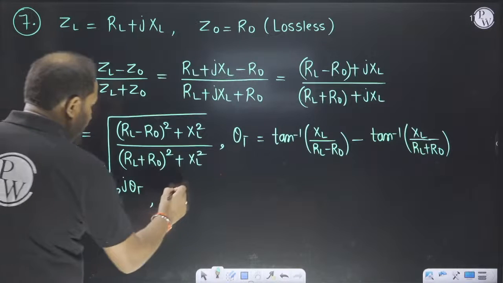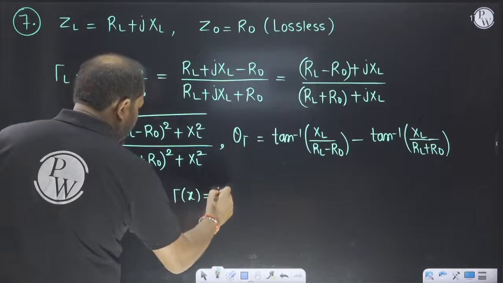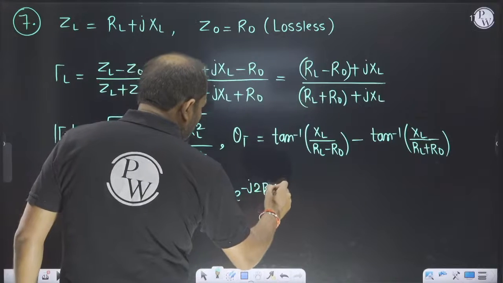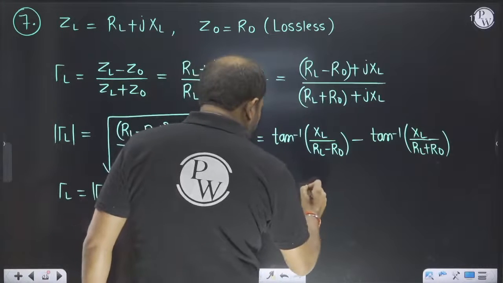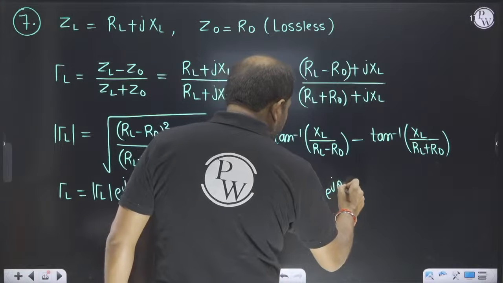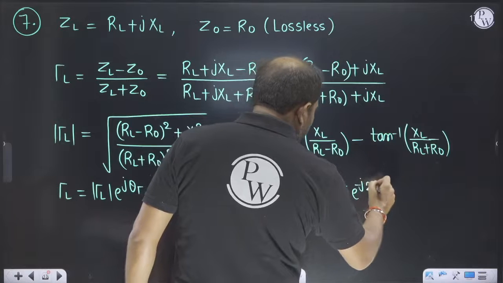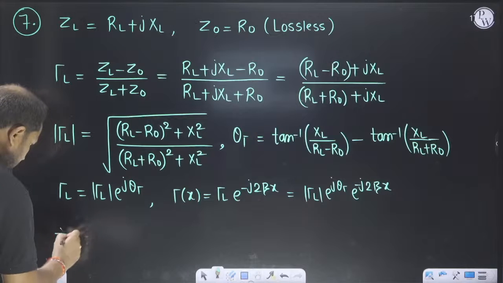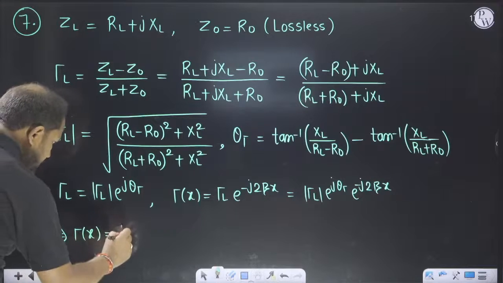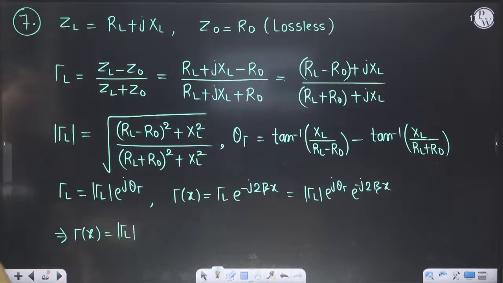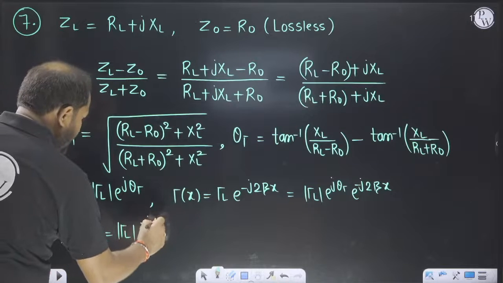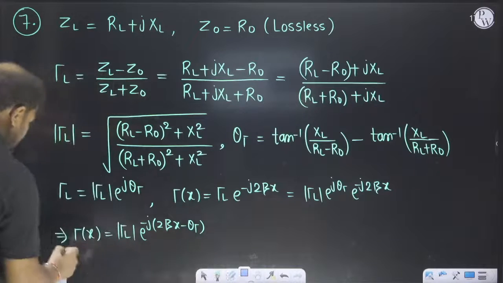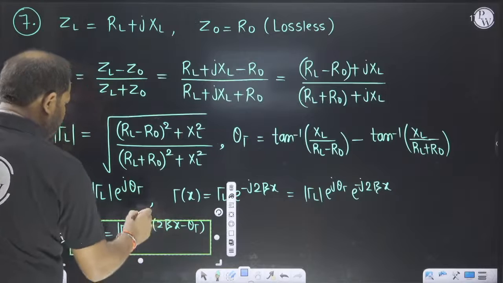Then we have gamma x. What is the formula of gamma x? Gamma L e to the power minus j 2 beta x. So we can write mod gamma L e to the power j theta gamma e to the power minus j 2 beta x, and this is the basic formula for VSWR. So we are going to discuss it in VSWR. This is the basic formula: gamma L e to the power minus j 2 beta x minus theta gamma. This is a very important formula for VSWR.